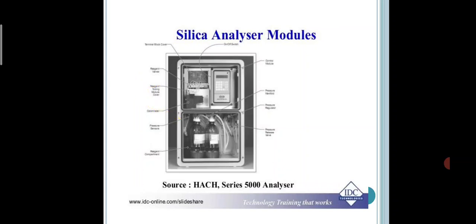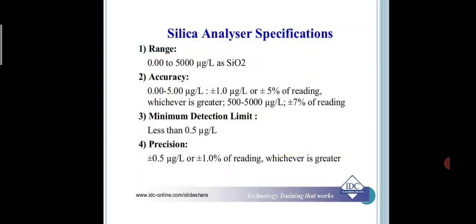It's used to find the silica present in a sample to be analyzed by using these silica analyzers. Then we see the silica analyzer specifications. Range: 0 to 5000 micrograms per liter SiO2 can be measured by this silica analyzer. Accuracy: 0 to 50 micrograms per liter, plus or minus 1.0 microgram per liter or plus or minus 5% of reading, whichever is greater; 50 to 5000 micrograms per liter, plus or minus 7% of reading. This is the accuracy of this analyzer.